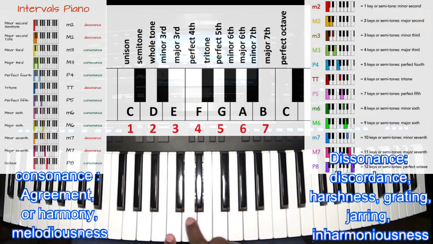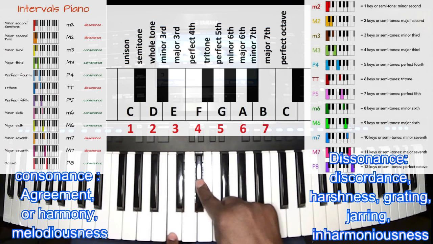Then we go to your major second. It's also dissonant, if you listen. It's not as bad as this one, but it is dissonant, harsh, grating, inharmonious, grates on your nerves. Then we're going to go to the next one in line, and that is your minor third. Oh, wait.